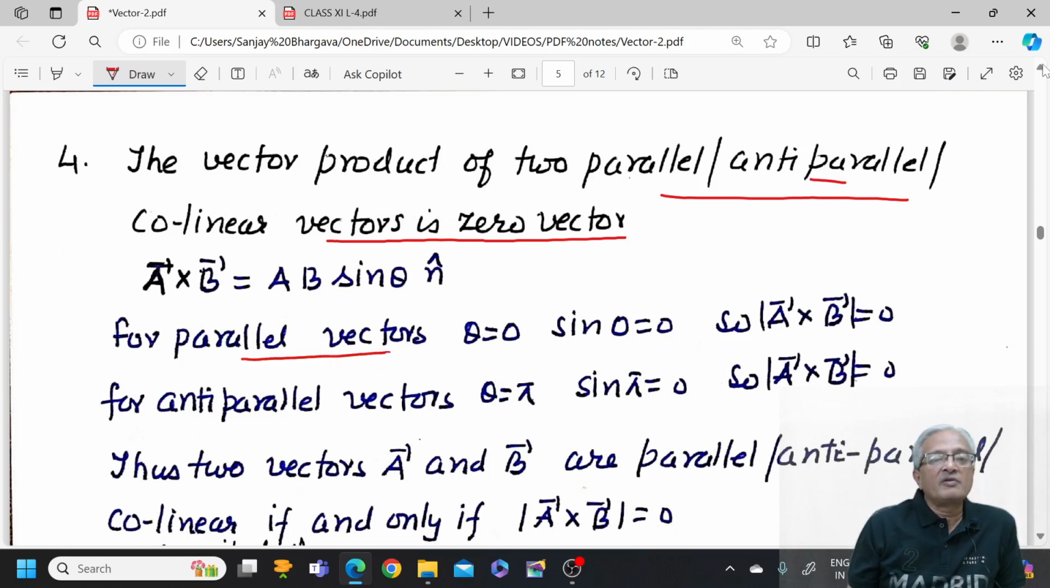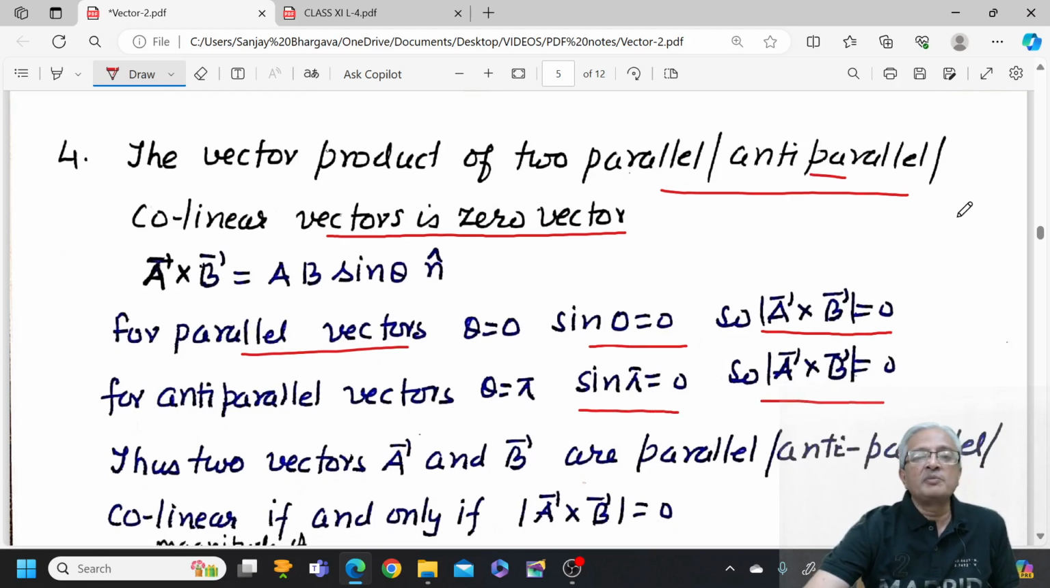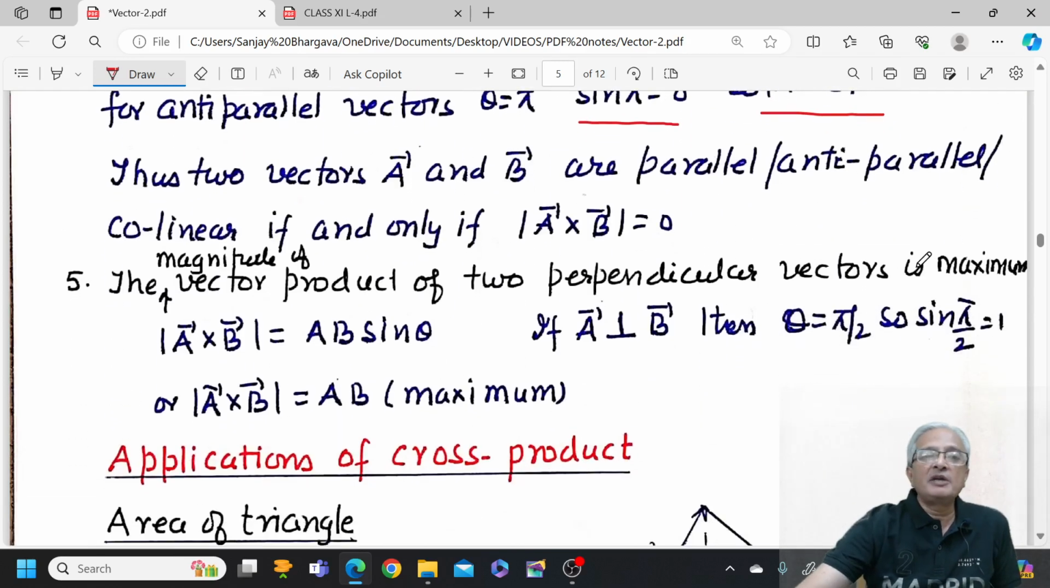So for parallel vectors, theta is 0. Therefore, the magnitude of A cross B is 0. For anti-parallel, sine 180 is 0, so the magnitude of A cross B is 0. Thus, two vectors A and B are parallel, anti-parallel or collinear if the magnitude of the cross product is 0.